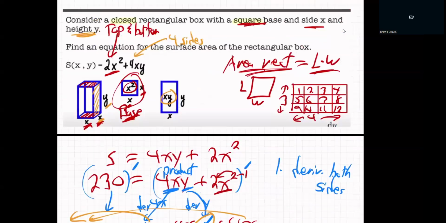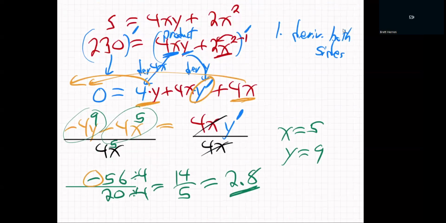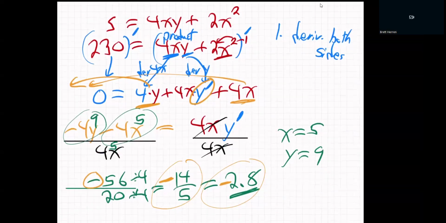Oh, is it minus? Yeah, you're getting this. This is minus right here. Don't forget that minus. Minus 14 over 5, or minus 2.8, either way. And so there we go. Watch out for those negatives. Don't lose them like I just did.